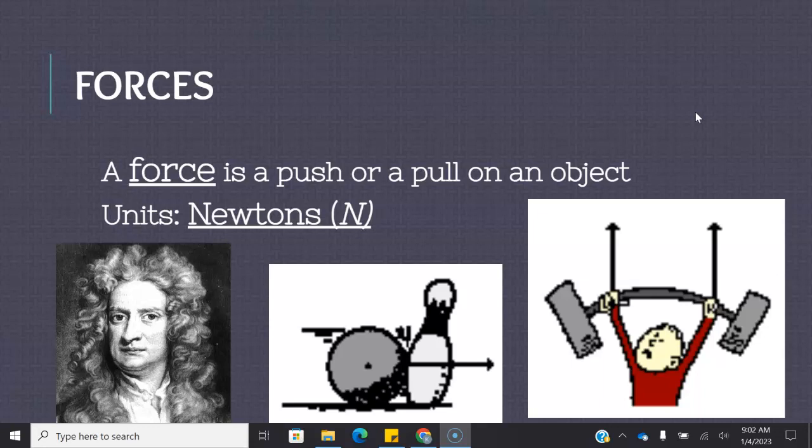So as a review, a force is a push or a pull on an object, and it's typically in units of newtons. So we have been solving for force because force is equal to mass times acceleration. We've already done those calculations, so this is just a quick brush up.